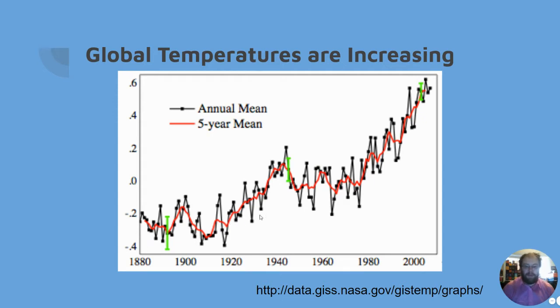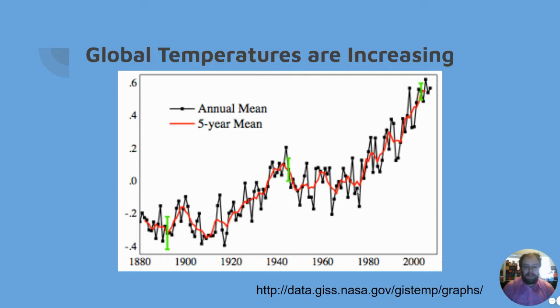This is when we started using cars. This is when we started using airplanes. This is when we started going to these big wars where we were using all these resources. And as you can see, the global temperature was rising. And then right after World War II, it dipped a little bit, right? We weren't using it as much. We weren't at war. We weren't using petroleum as much as we were.